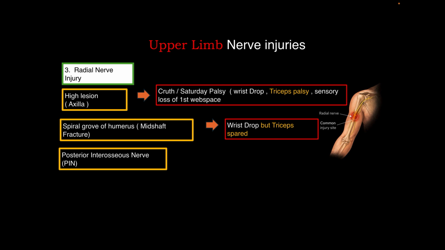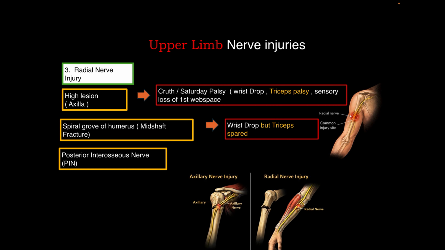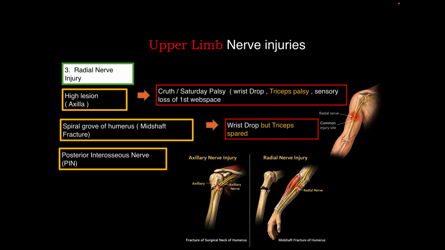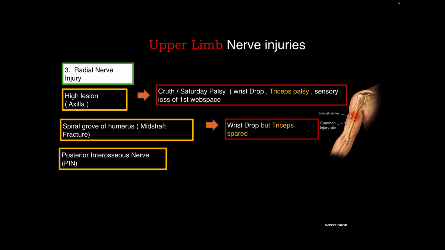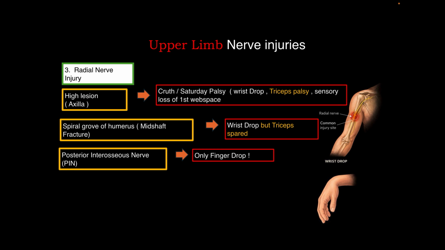And don't get confused between injury of the surgical neck and the spiral groove of the humerus. In case of surgical neck fracture, the axillary nerve is injured, and in case of fracture of the spiral groove of the humerus or mid-shaft fracture, the radial nerve is injured. And this picture shows the classical sign of radial nerve injury, which is wrist drop. And when the posterior interosseous nerve is injured, it leads to drop of the fingers or thumb, not the wrist. Only the fingers are dropped.